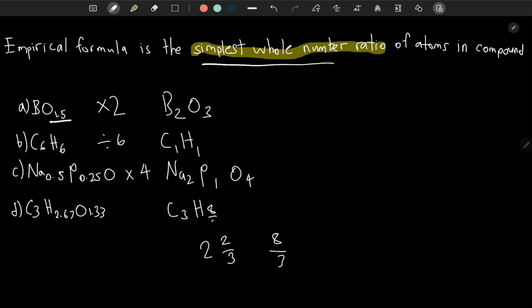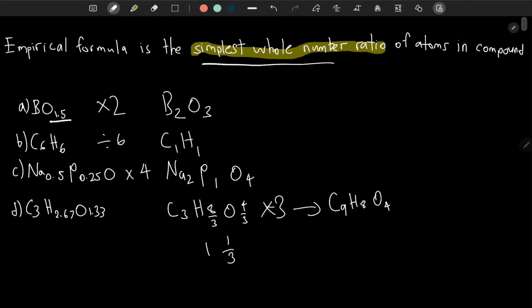So it's going to be 8 over 3 for this one, and for O it is 1.33. So it's going to be 1 and 1 over 3, and to convert this into a fraction again, it's going to be 1 times 3 plus 1, so 4 over 3. So O will be 4 over 3. Now we can multiply the entire formula by 3 to get rid of the fractions, and it will give you the answer of C9H8O4. Again we can verify that it is in the simplest whole number ratio.